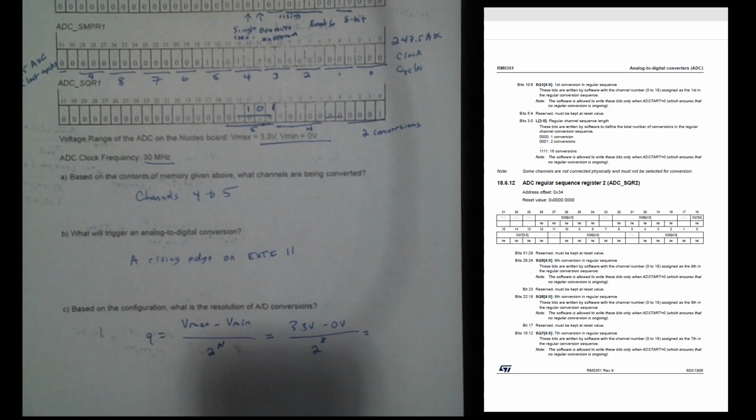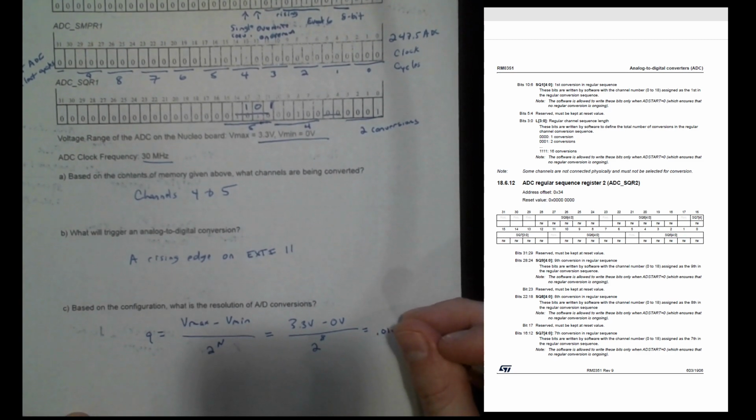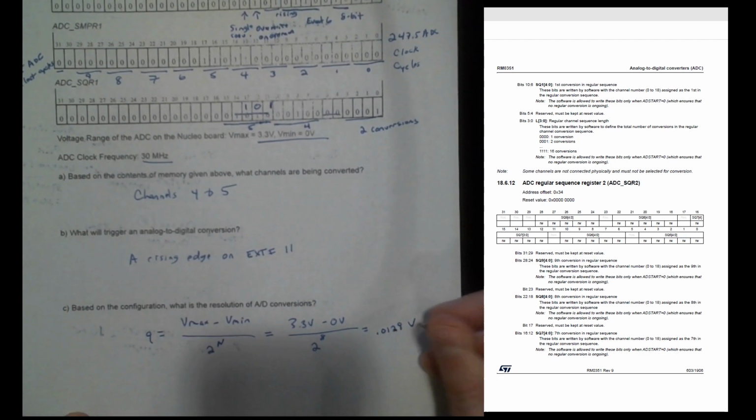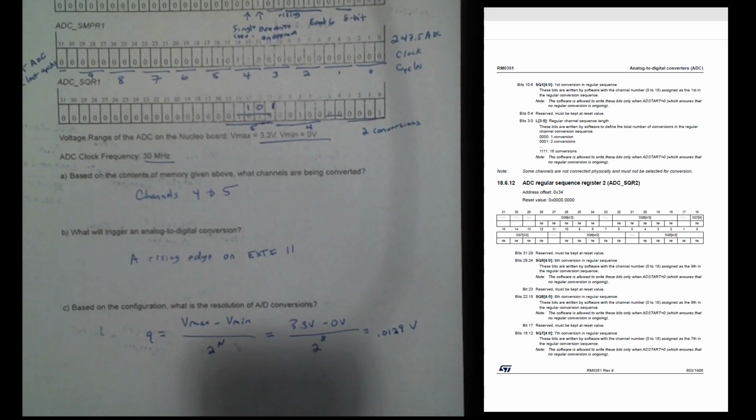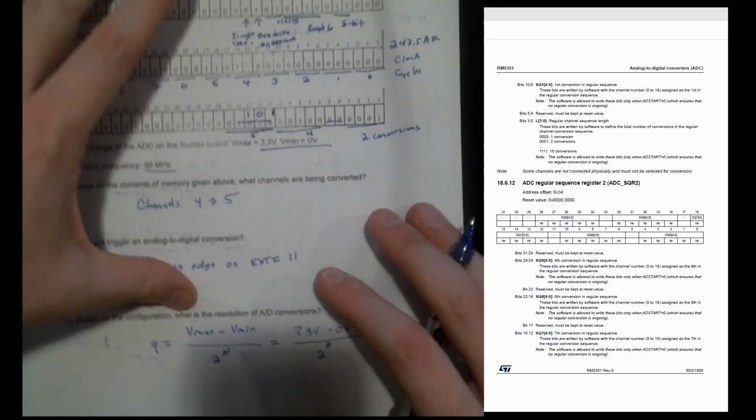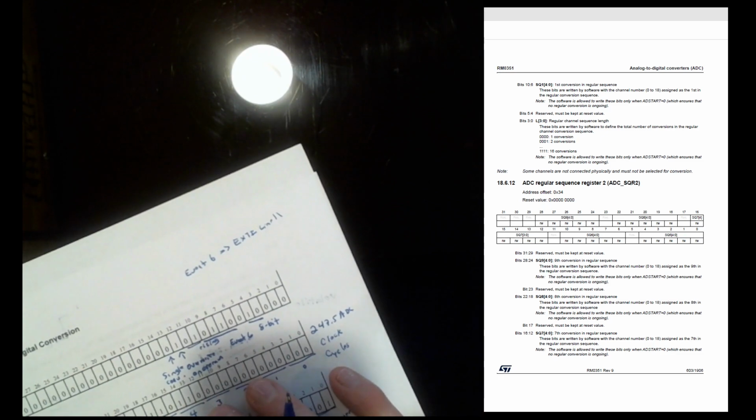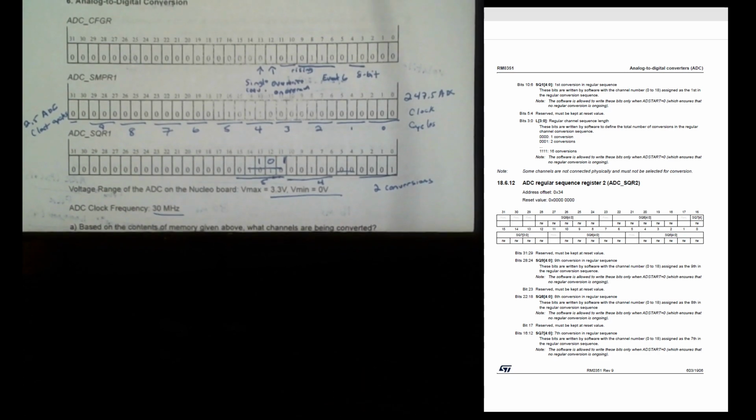2 to the 8th is 256, I think. And that should be 0.0129 volts as our resolution. So again, that's based on the equation and the fact that we found that it was 8 bits in the configuration register. Moving on to the next part, I'm going to scrunch up the top here so we still have all of our values that we need for the rest of these calculations. And then we'll look at the other problems, so let's just keep that there.